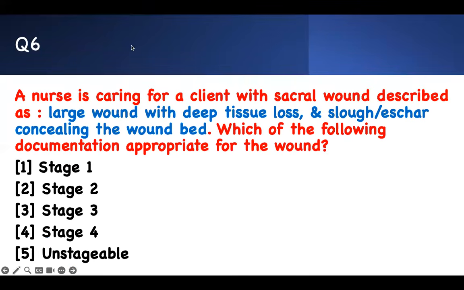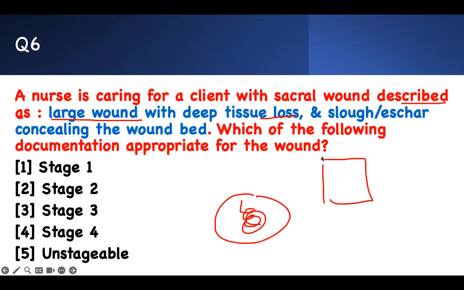Number 6, like I said, key concept, you should take note, buzzwords all over. A nurse is caring for a client with a sacral wound described as what? What is the description? It's a large wound, so it's a big wound. With deep, so almost all the layers are involved. Tissue loss, we've lost a lot of tissue, okay? So it's going all the way down. And we see what? Slough and eschar, black stuff in the middle of the wound. That is concealing the wound bed. So you can't see the bed of the wound.